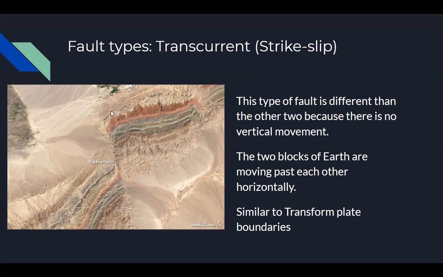This is not a picture of layers of rock like a cliffside. This is looking down at a set of mountains from space. And this is the Pekiang fault, which I believe is in northern China. And you can see that this portion of the mountains here has very similar coloration, but there's this division where it looks like this portion has been moved up and this portion has been moved down.